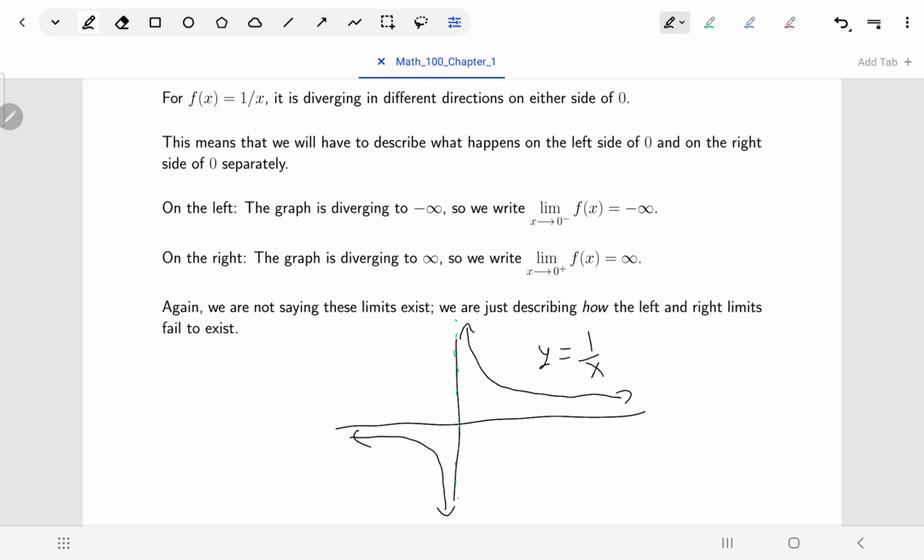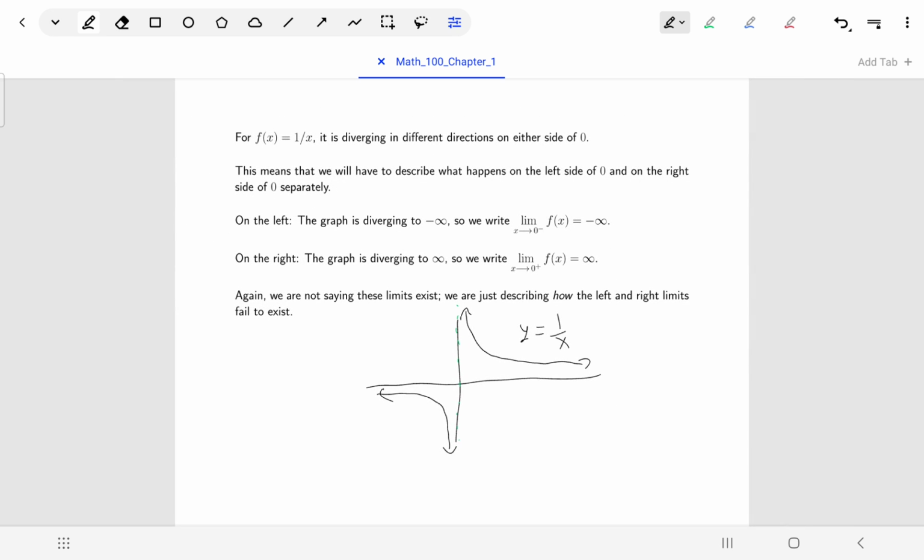So left and right hand limits are pretty common when we're talking about infinite limits, because for a lot of functions, if we have an infinite limit, it's a vertical asymptote, and they are not always ones where we're doing the same thing on both sides. A lot of times it'll be the case where on one side it's going downward and on the other side it's going upward.